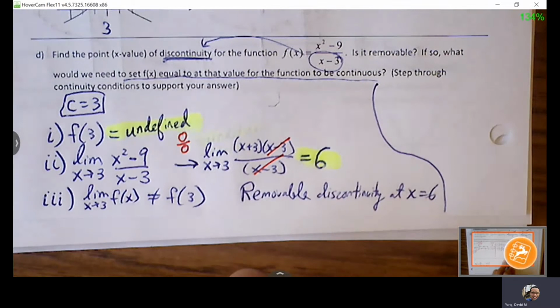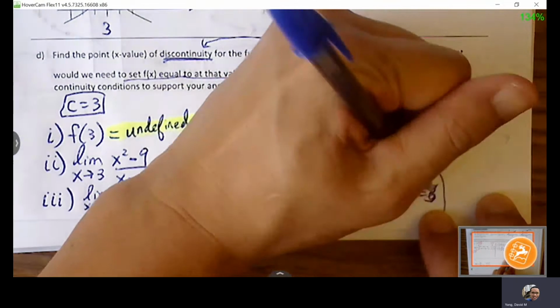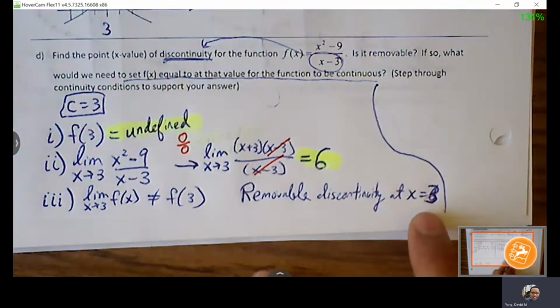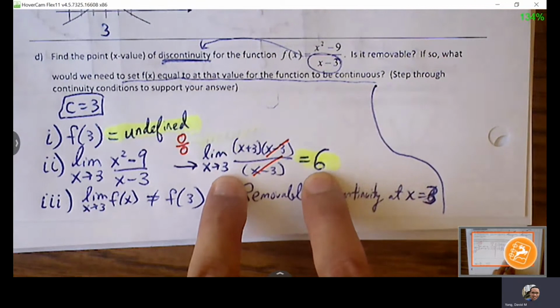Yes. The removal of discontinuity at x equals 6. Oh, sorry, at x equals 3, my bad. Right. So the hole is at 3, 6, right? So that's where we can plug in.